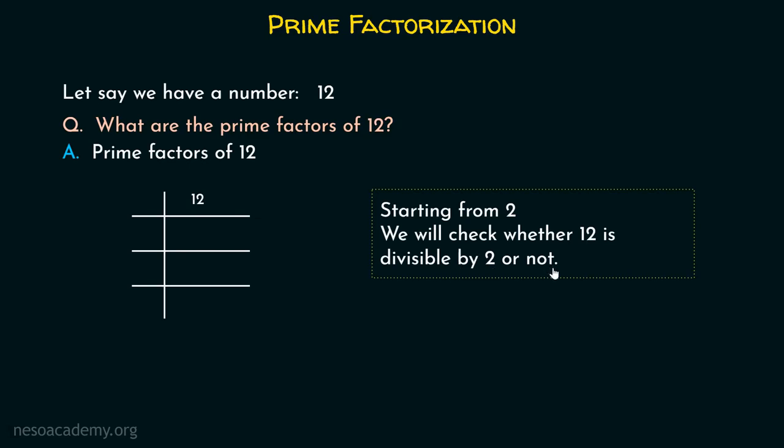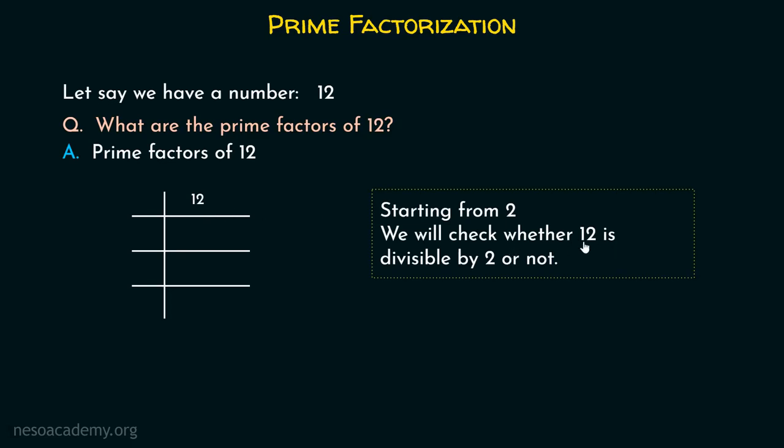Now you might ask me this question, why are we starting from 2? Why are we trying to divide 12 by 2? We know that 2 is the least prime number possible. Let's try to divide this number by 2. If 2 divides this number completely, then obviously 2 is a prime factor of this number. Isn't that so? 2 is a prime number, and if it completely divides this number, then this means it is a prime factor of this number.